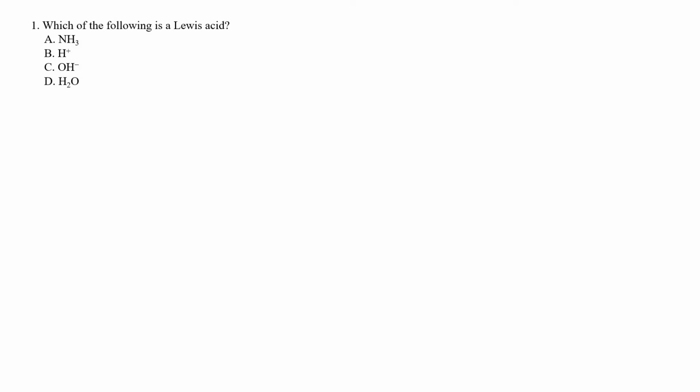The first question is, which of the following is a Lewis acid? There are four answers given. Lewis acid and Lewis base. A Lewis acid is a chemical species that can accept a pair of electrons from a Lewis base. For example, BF3, K+, magnesium plus or any other cation, carbon dioxide, aluminum chloride, AlCl3, can accept a pair of electrons to make another bond.